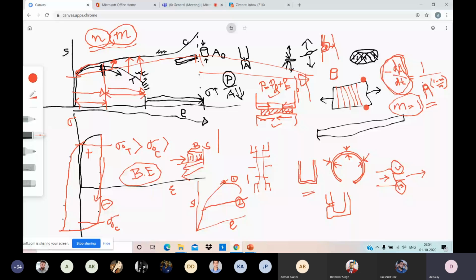But here also I can have something like this. I can increase the area under this curve. Suppose this curve. Still, I will prefer the first curve. Why? If I consider the difference between yield and UTS, there must be a difference between yield and UTS. Why do we need high UTS compared to yield strength? Can anyone tell?